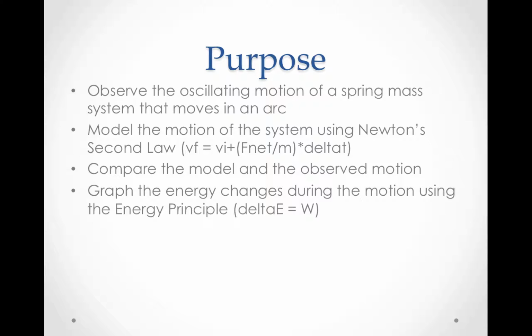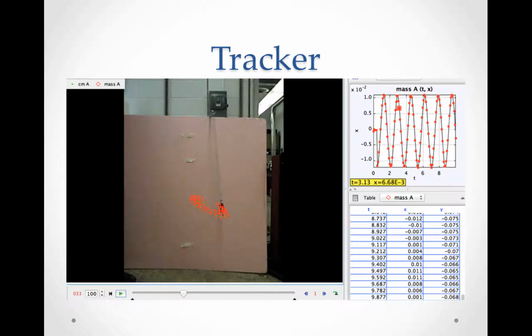I found that this method can accurately model the observed motion of the system and graph energy changes that satisfy the energy principle. Here's my experimental setup with a mass attached to a spring moving in an arc. I used Tracker to extract observed motion data, which can be found in the chart in the lower right corner. This data was exported to a CSV file in order to be compared with the model later.